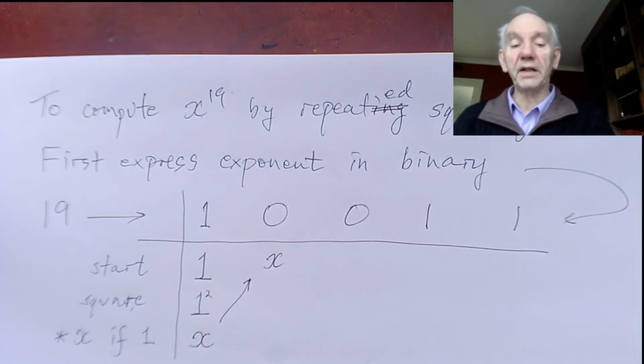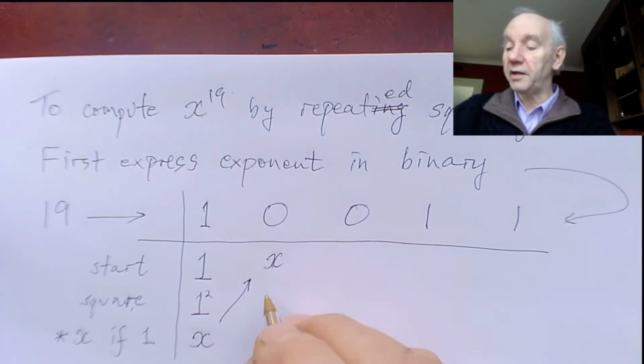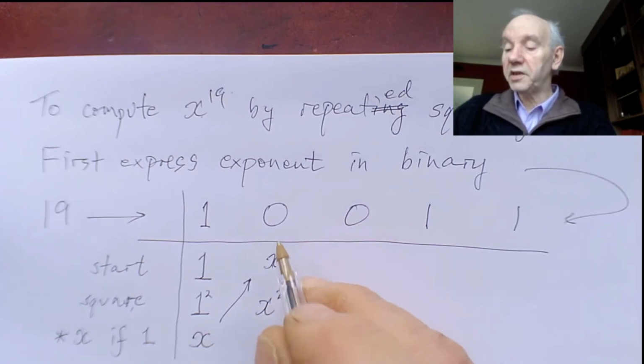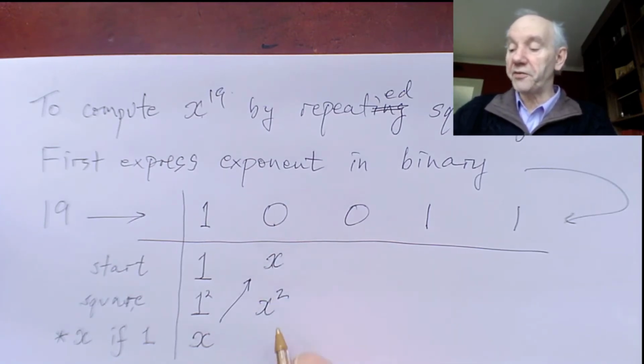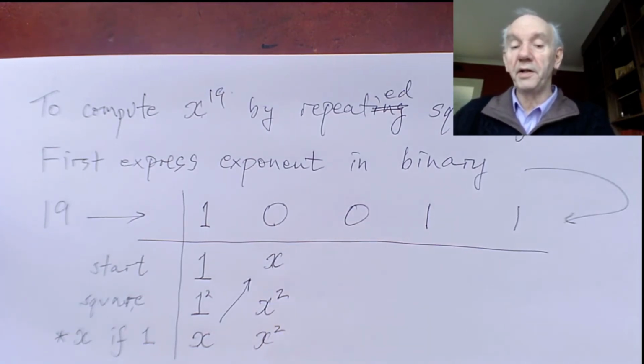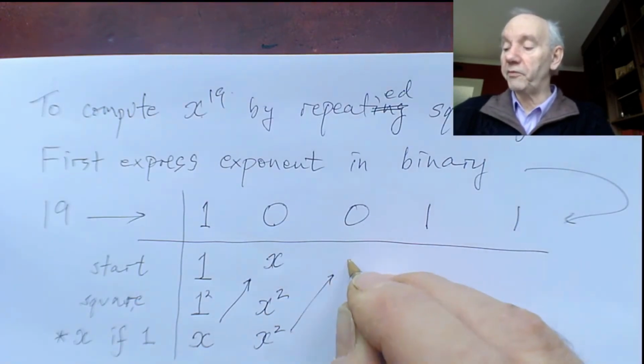And then I keep going like that. So I square what's there, that's x squared. I ask, is there a 1 or 0? There's a 0, so nothing happens. This stays as x squared. This gets carried forward to the top of the next column.